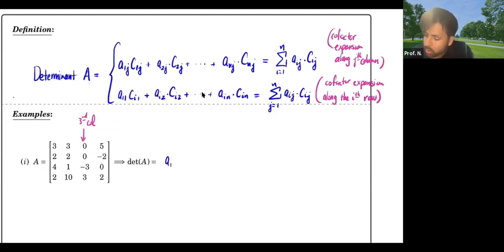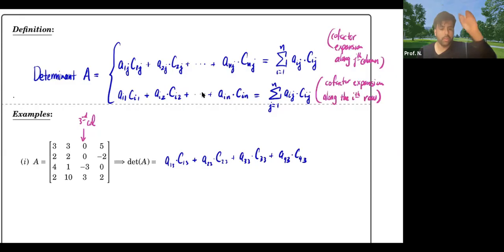Yeah, I'm going along the, so it'll be A13 times C13 plus A23 times C23 plus A33 times C33 plus A43 times C43. Okay, that's what I'm going to be doing. I'm going to find the first entry along that column, multiply by the cofactor of that first entry in that third column, and then so on and so forth.